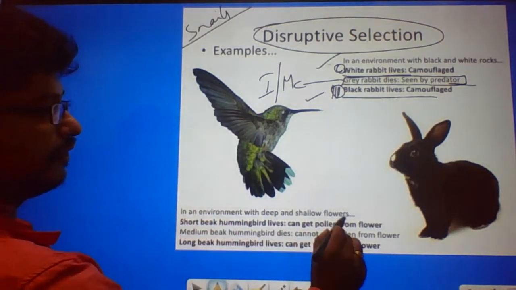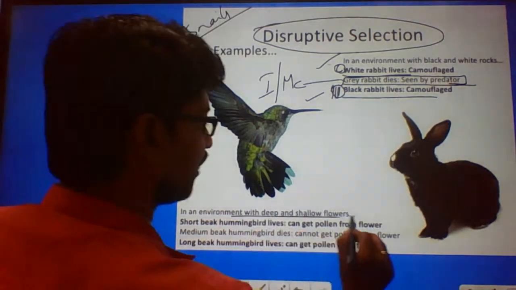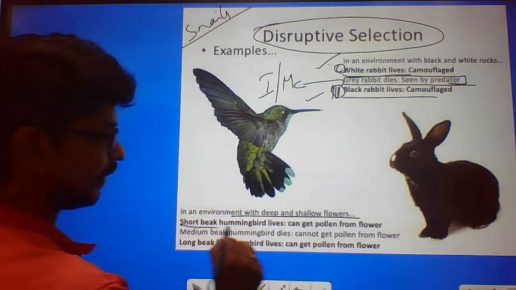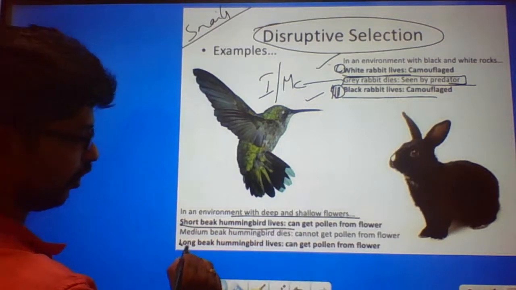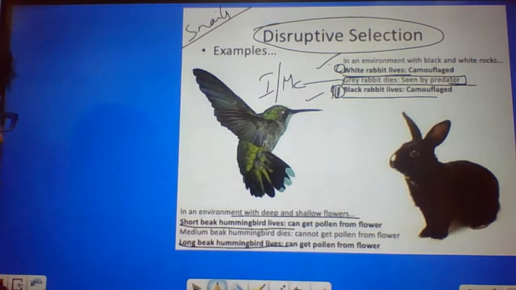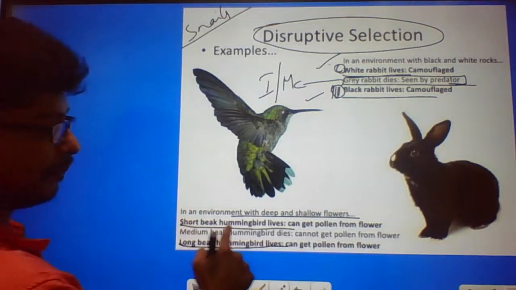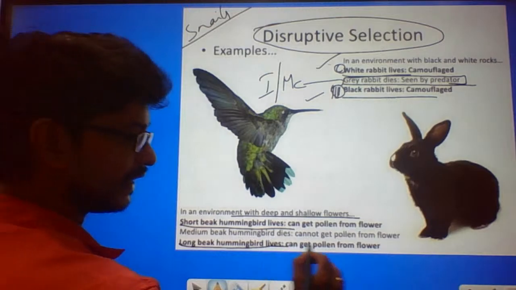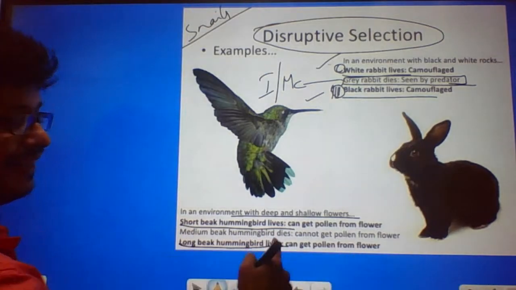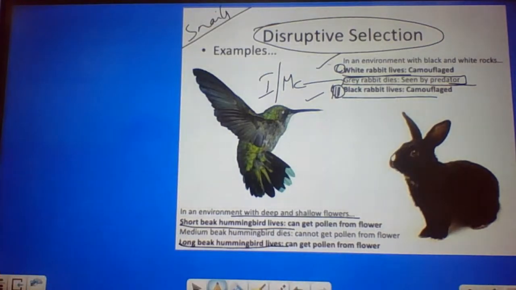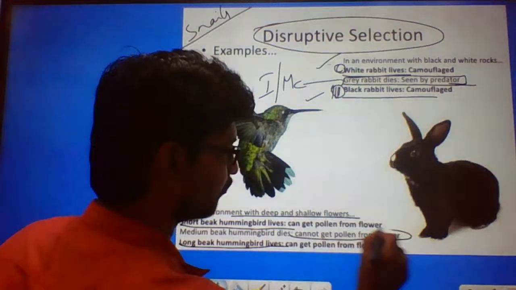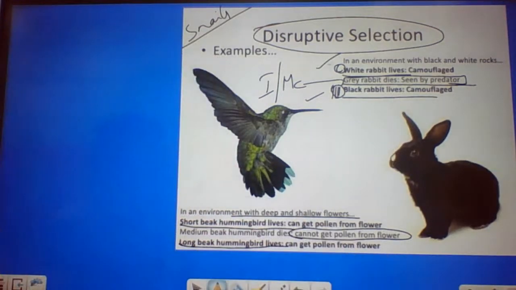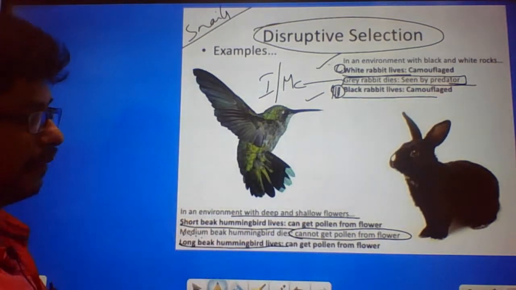And also in the environment, we can take the deep and the shallow flowers. Short beak hummingbirds live, long beak hummingbirds also live. How? Because the short beak hummingbirds can get pollen from the flower. The long beak hummingbird also can get pollen from the flower. But the medium beak hummingbirds die because they couldn't get the pollen from the flowers. This disadvantage could be seen even in the case of the medium beak hummingbirds.